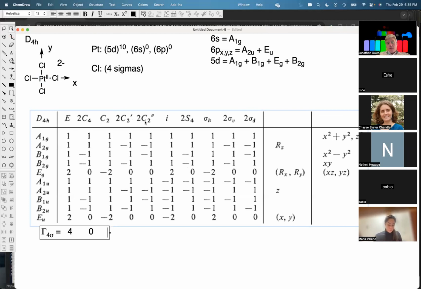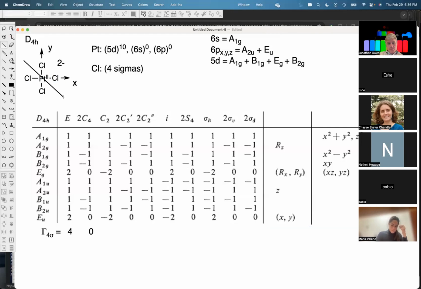The primes and the double primes are the perpendicular C2s. One of them goes through the atoms, and one of them goes in between the atoms. Right? This one here, let's make that a dash line. And this one here. Those are C2 double primes.